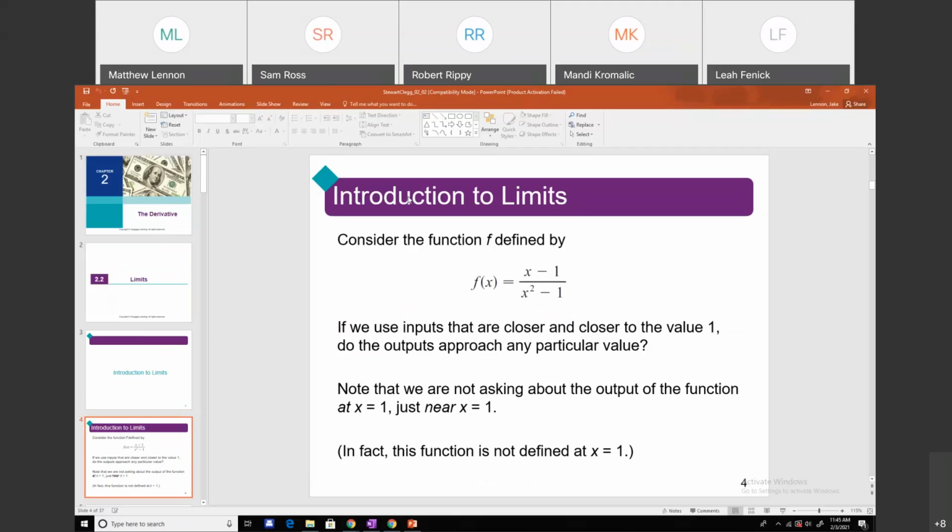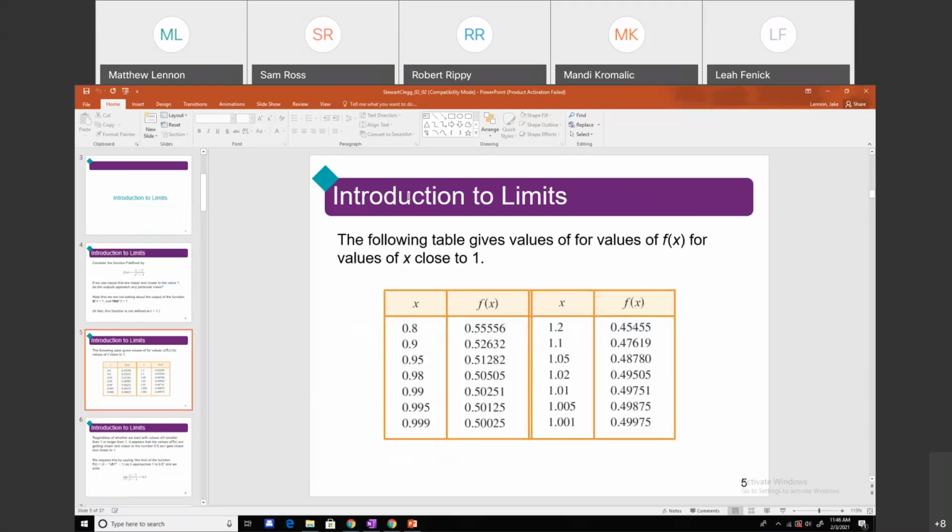Why is that? Well, if you tried to plug 1 directly into this function, you'd end up getting 0 over 0, which doesn't make sense, right? Division by 0 is undefined. But a limit doesn't really care about if the function is defined at the limit. It just cares about what it was really tending towards as it neared the value. So how can we look at that? Well, they're doing it with a table. Maybe we can do it by looking at a graph. The table's not very intuitive, but graphs tend to be intuitive. So let's go ahead and graph that function.